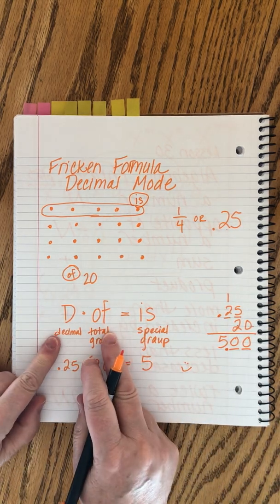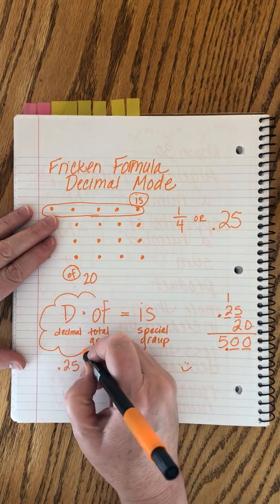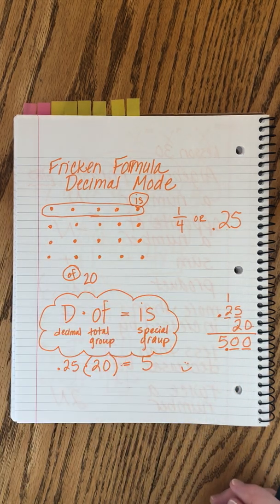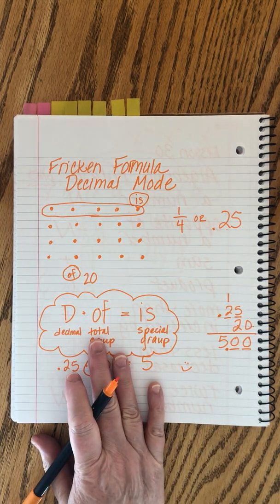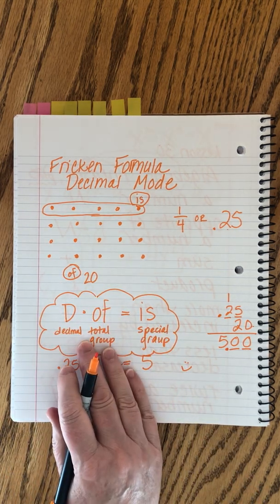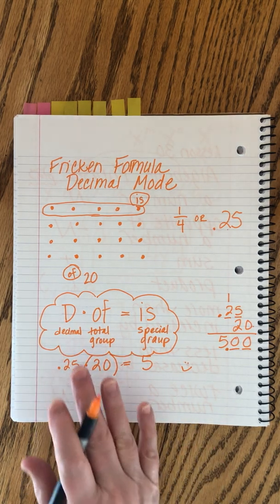So this is the formula that we will use. And again, it's just the frickin' formula with a D for decimal instead of F for fraction. But we'll practice using these. We're not going to spend a lot of time using the decimal mode. We're going to go on to the third mode, which is percent mode, and we'll use that one a lot, which is fine. So let's try some decimal mode problems. Ready?